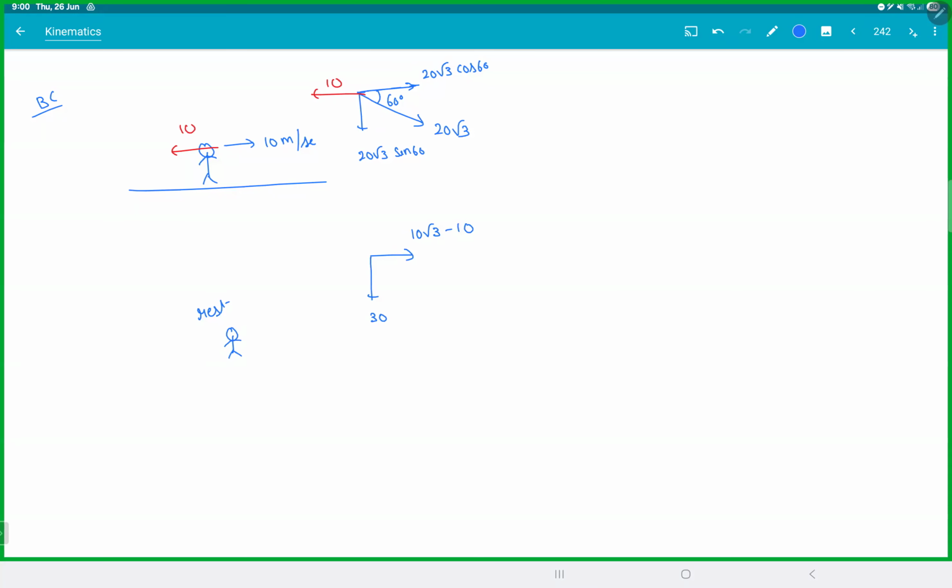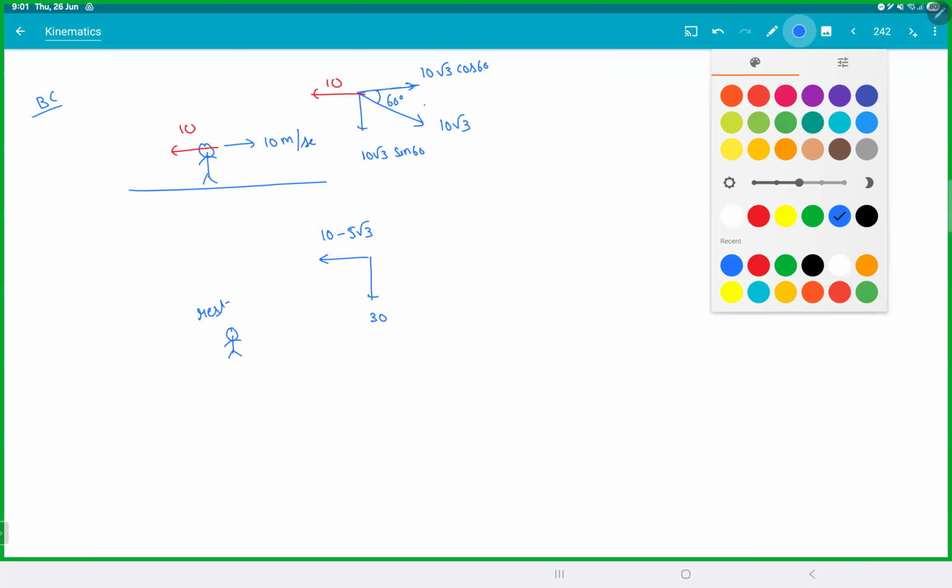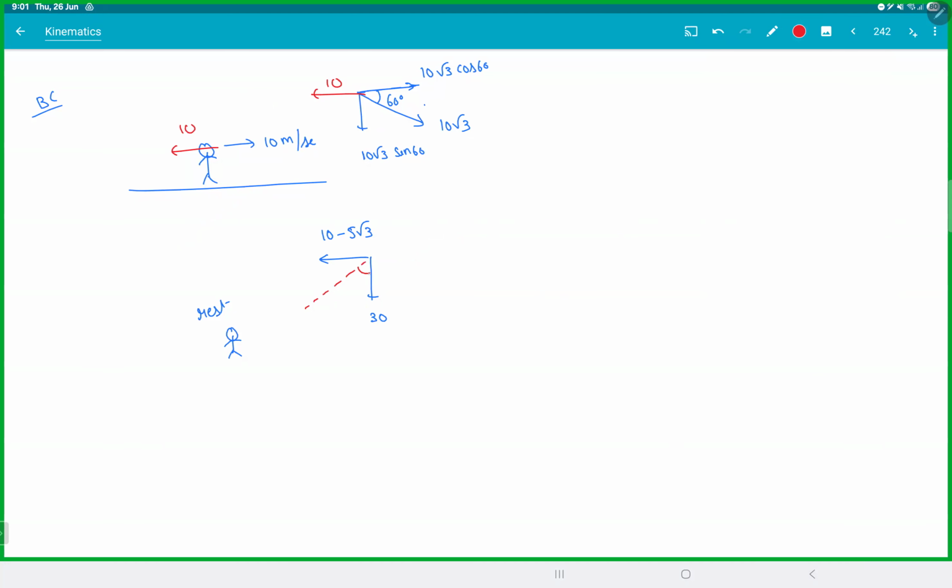Is that clear, everyone? How much did I get? 20 root 3 or 10 root 3? Sorry, that is 10 root 3. This will be 10 minus 5 root 3. So this person thinks the rain is falling at this angle. I'll find with vertical, so we will get tan alpha. This will be 15. So you're done. Tan alpha will be opposite side, 10 minus 5 root 3, by 15, which is 2 minus root 3 by 3.